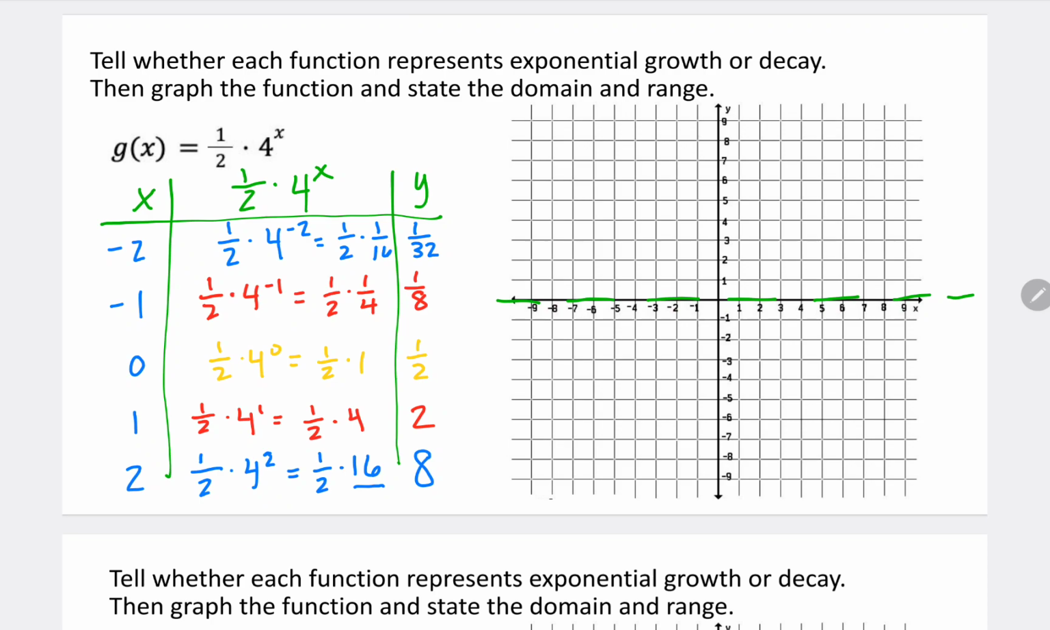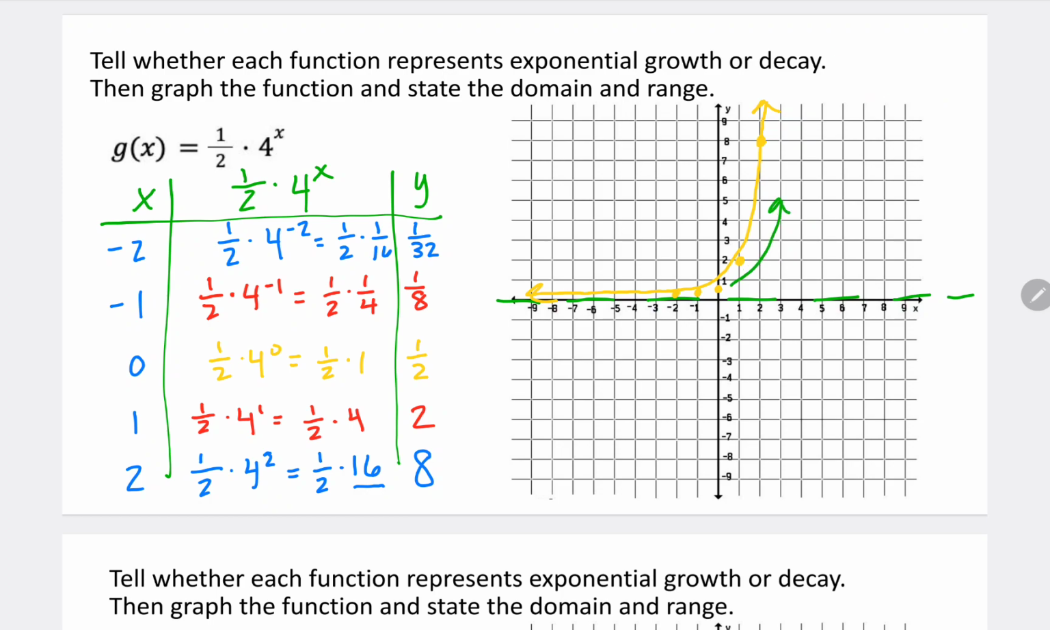When we graph all those points, we have -2, 1/32. That's really close to 0. -1, 1/8, also really close to 0. 0, 1/2. 1, 2. 2, 8. See, we're growing really fast. And these are just going to keep getting closer and closer to 0 because that's where our asymptote is. This, as you can see, is an exponential growth function because it goes up from left to right.